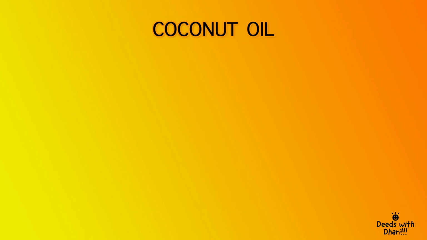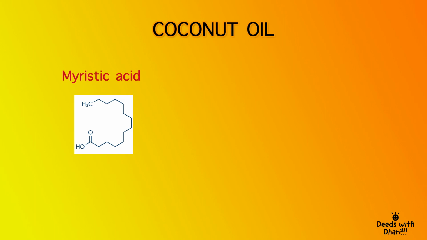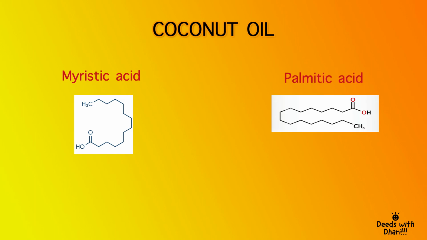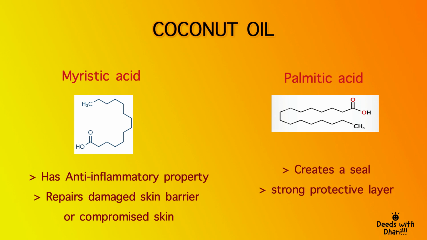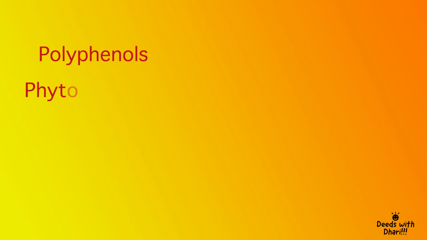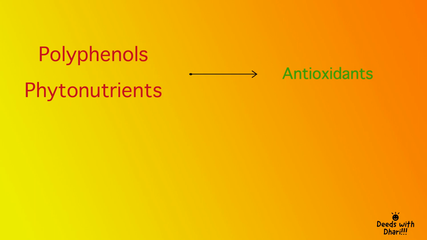As said earlier, coconut oil contains myristic acid and palmitic acid. Myristic acid has anti-inflammatory properties and repairs the damaged skin barrier or compromised skin. And palmitic acid creates a seal and acts as a strong protective layer. The polyphenols and phytonutrients are the other two antioxidants found in coconut oil. These antioxidants support the tissue by protecting them from harsh environmental chemicals.